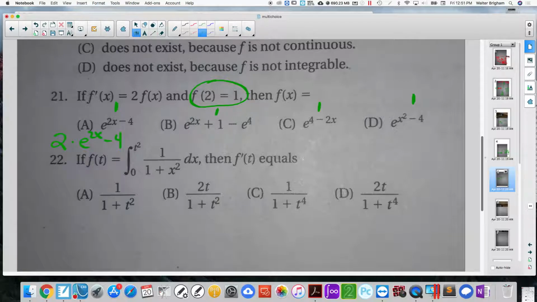And what condition are we looking for? We want the derivative to be twice the original. Here's the derivative we just took. Is that twice the original? Yeah. That's the correct answer. A is the correct answer.